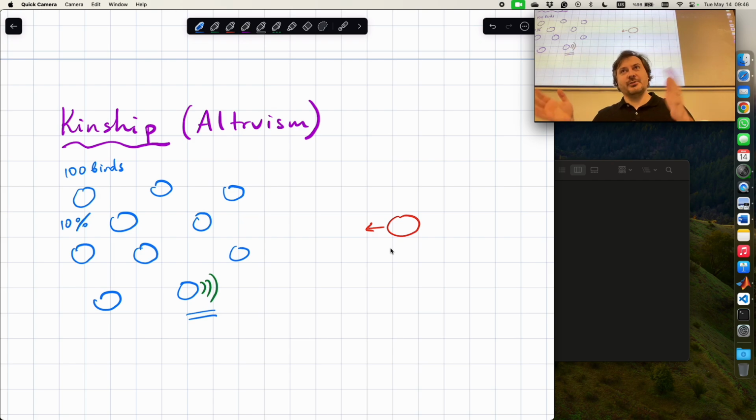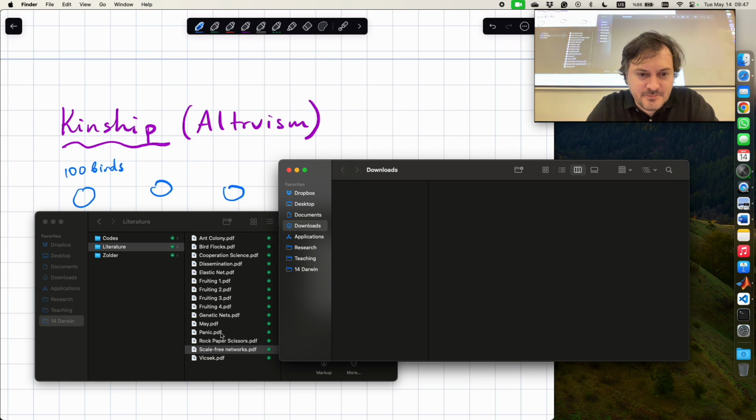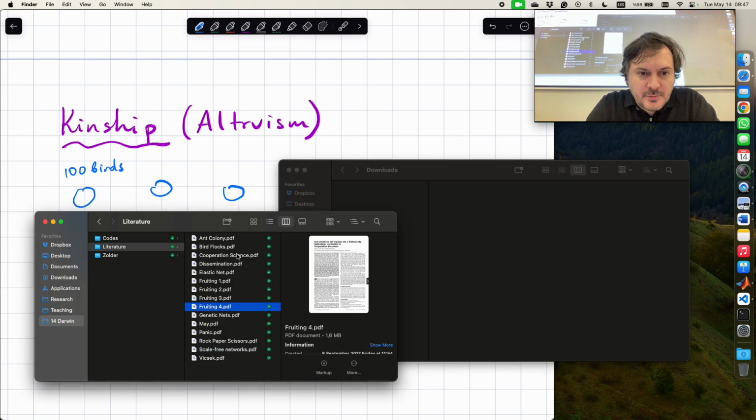Then there is the third order expansion, where we see in nature a crocodile and a little bird cleaning its teeth, and it doesn't just shut its mouth because of mutualism, I think. Mutualism, yes. Okay, so we go into this paper. Where is it? Cooperation science.